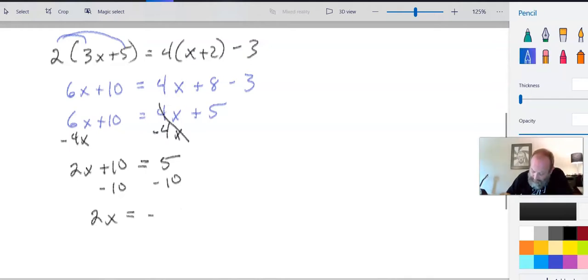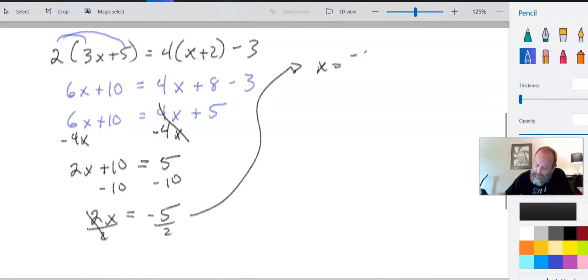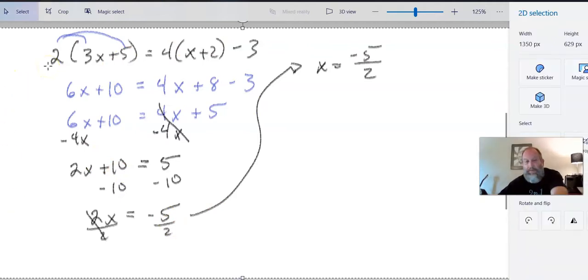Sorry, I'm getting ahead of myself. So that's negative 5. And then once I divide by 2 here, I end up with x equals negative 5 halves, right? It's absolutely legitimate to come up with a fraction for an answer. Okay. So now that we've seen that, let's go ahead, let's clear this off, and we'll look at the next example.